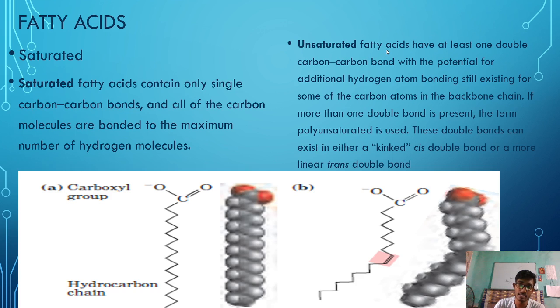An unsaturated fatty acid has at least one double carbon-carbon bond, which removes the potential for additional hydrogen binding to some of the carbon atoms in the backbone chain. So it contains at least one double bond, and if only one double bond is present, it is called a monounsaturated fatty acid. If it contains more than two double bonds, it is called a polyunsaturated fatty acid. These double bonds can exist in either a kinked cis double bond or a more linear trans double bond structure.